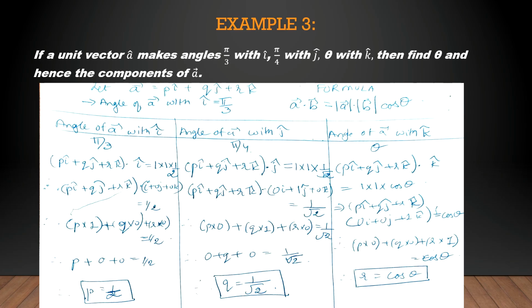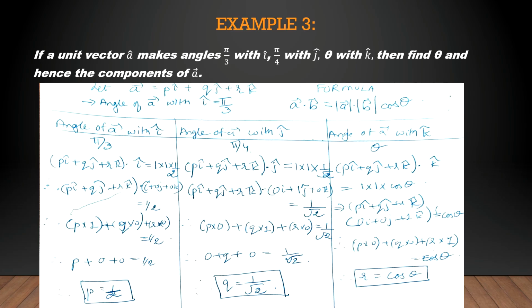So first of all, the angle of A with i cap is given to be pi by 3. So we will be using the formula of dot product over here. So again, recap. Remember, the formula A dot B is given by magnitude of A into magnitude of B into cos theta. Correct? So over here, suppose the first vector you are having is p i cap plus q j cap plus r k cap, into, it is making an angle pi by 3 with i cap. So the second vector is i cap, just i cap.